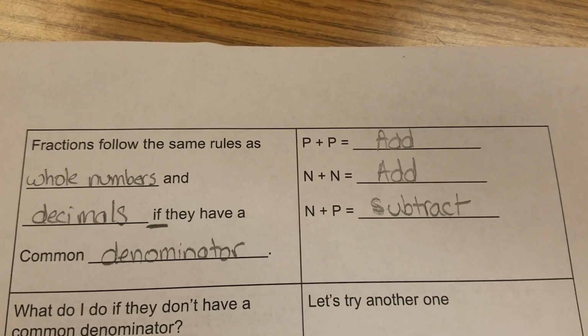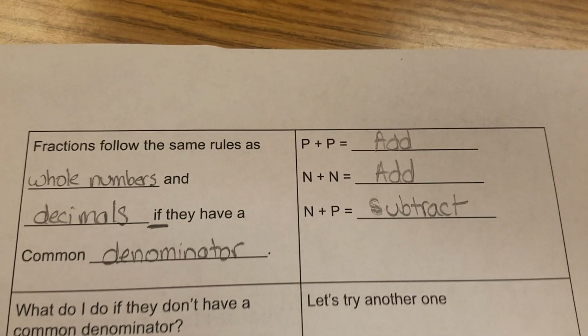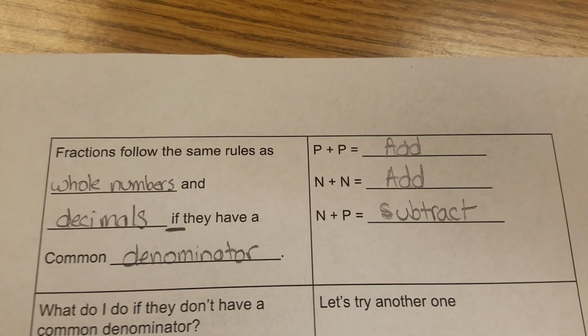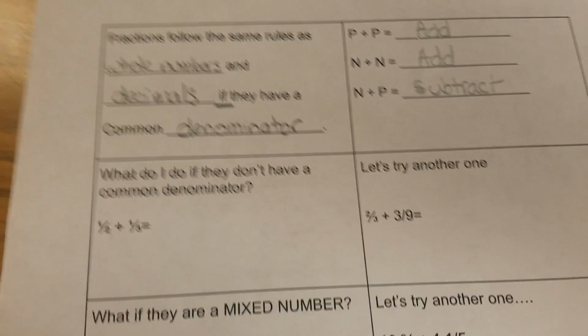And if I have negative and positive, that's when I have blocks on both sides and I have to pull out the opposites. So therefore, I'm going to subtract. So that was our review from yesterday. Let's look at today. What do I do if I don't have a common denominator?